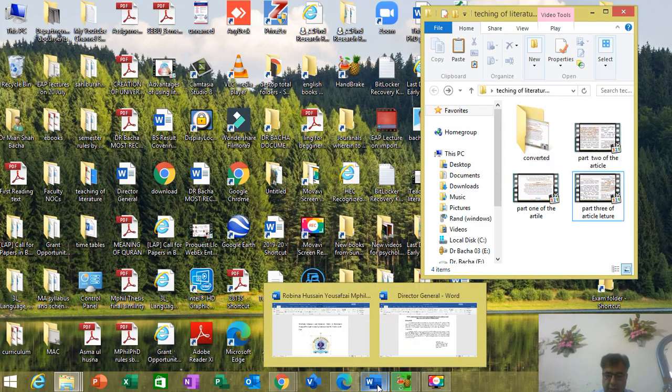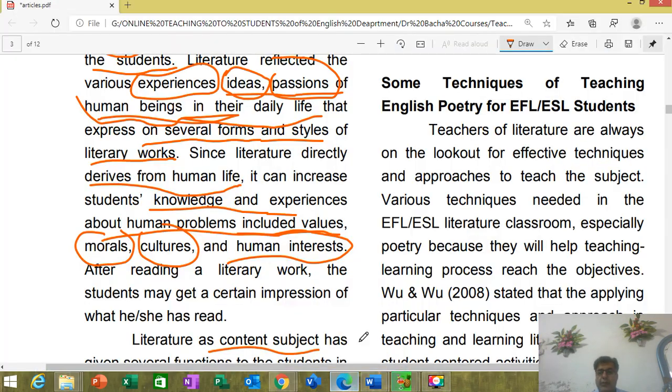So, my dear students, I continue with some techniques of teaching English poetry. English poetry is also literature for an EFL or ESL student. Now, you have to be very careful about each and every point so that you can have a better understanding of it. Teachers of literature are always on the lookout for effective techniques and approaches to teach the subject.